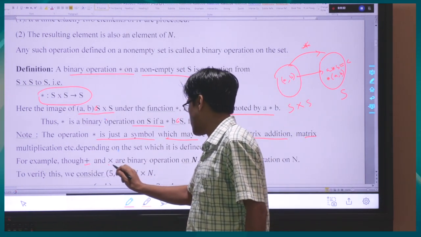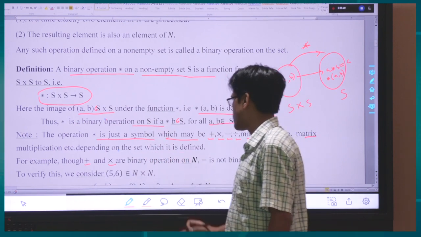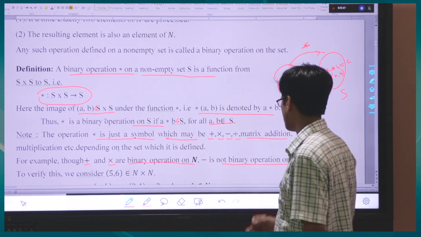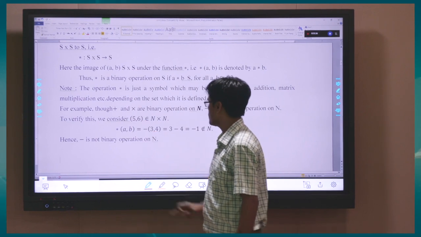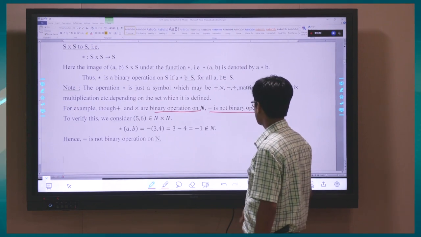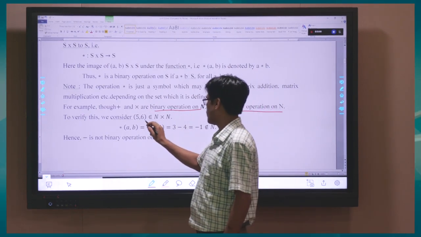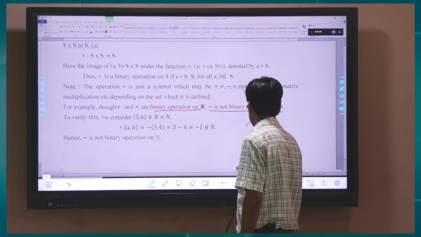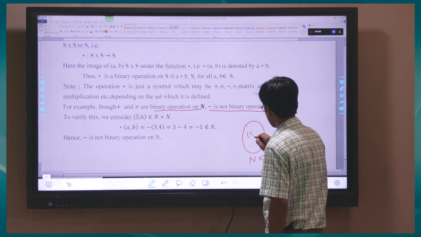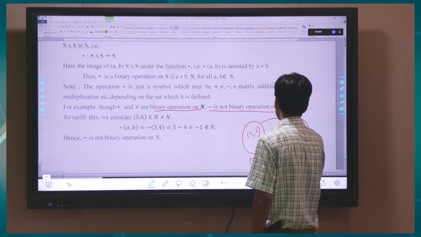So here addition, subtraction, multiplication are binary operations on N. If we consider one example, suppose addition and multiplication are binary operations on N, the natural numbers, but subtraction is not a binary operation. Why is subtraction not a binary operation? To verify this result, we consider one example. Suppose we consider (5, 6) belongs to N cross N. From this set N cross N, we consider one element (5, 6). Here subtraction is a binary operation?